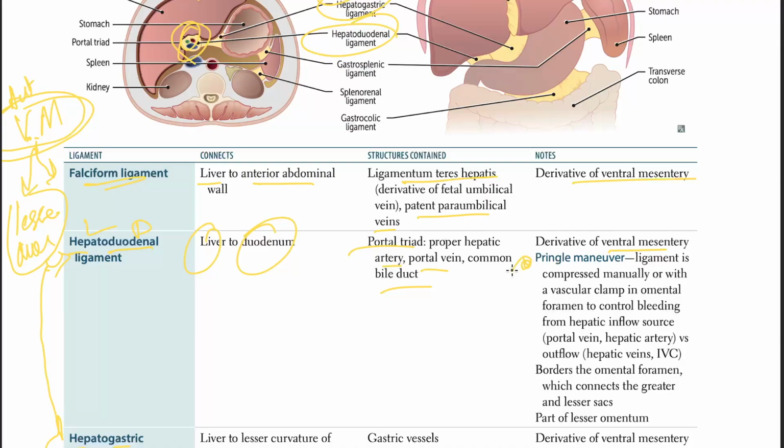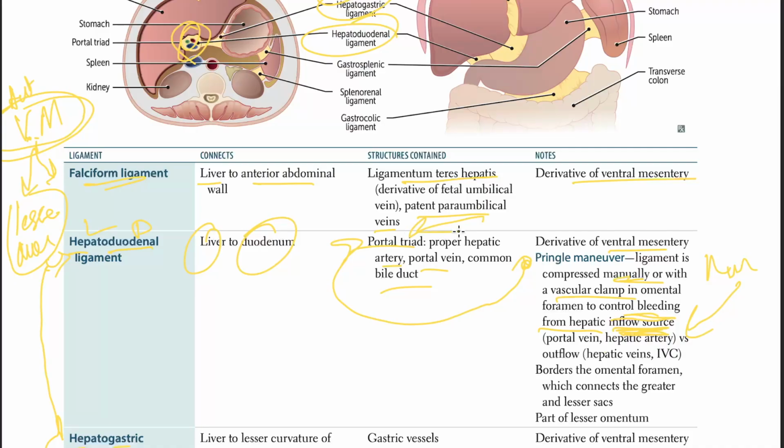But let's talk about something clinically important: the Pringle maneuver. This ligament, if you were to compress it manually with the thumb and index finger, or with a vascular clamp in the omental foramen, you can control the bleeding from the portal triad, from hepatic inflow. Portal triad is inflow, which is portal vein and hepatic artery, versus the outflow. So if you can block the bleeding just by doing the Pringle maneuver, then you can right away tell that it is coming from the portal triad, which is the inflow.